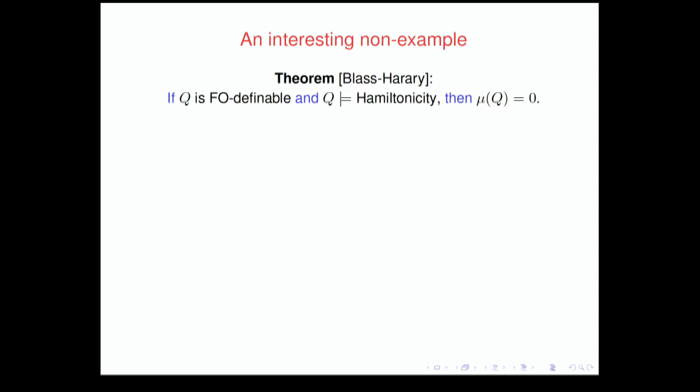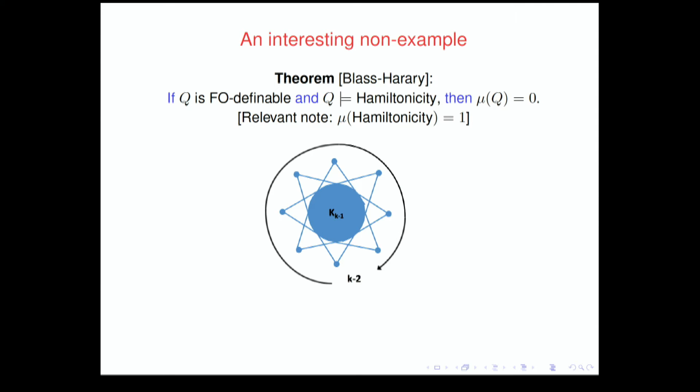And Blass and Harary proved the following negative result. It says that if you take a first-order definable property that is a sufficient condition to guarantee Hamiltonicity, then you're out of luck, it has probability 0. Of course, the relevant note here is that Hamiltonicity has probability 1. So that's why this says there is no first-order property that explains Hamiltonicity and holds with probability 1. This is a very nice negative result. It has a very nice construction, and I want to describe it to you.